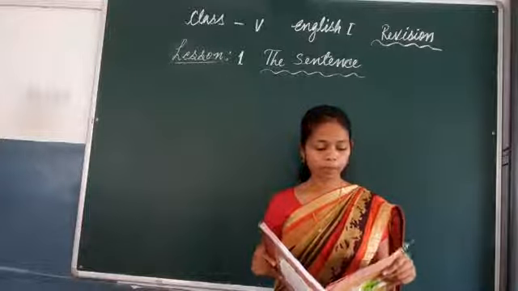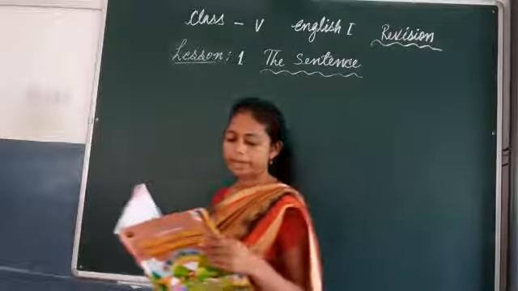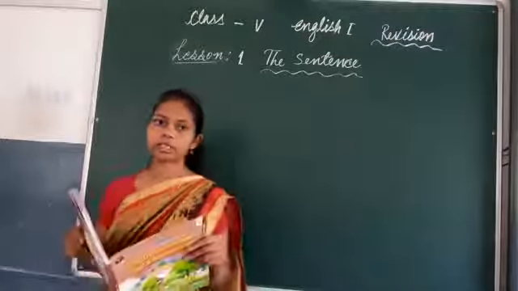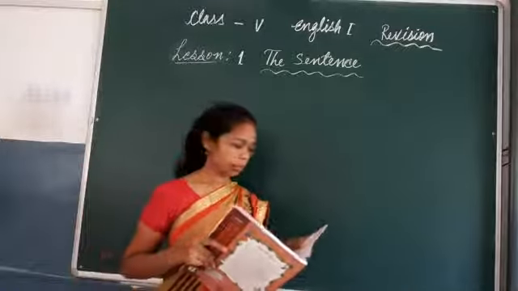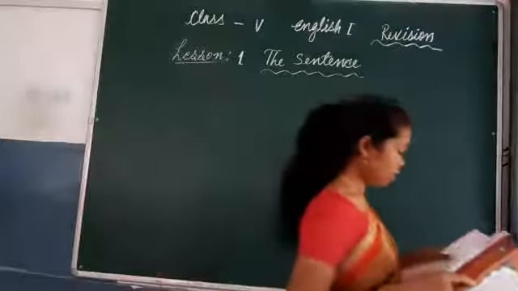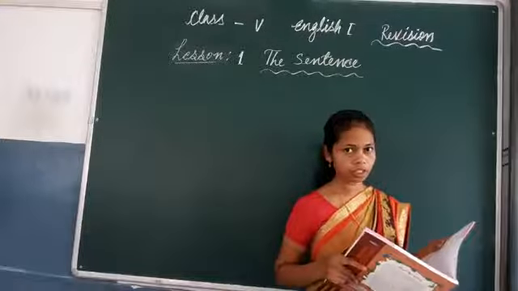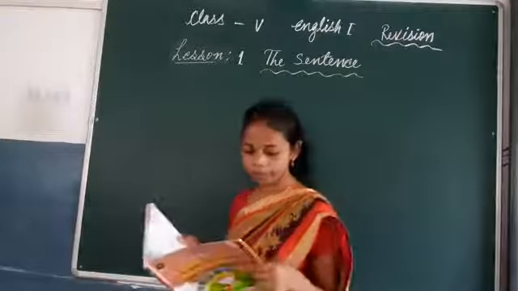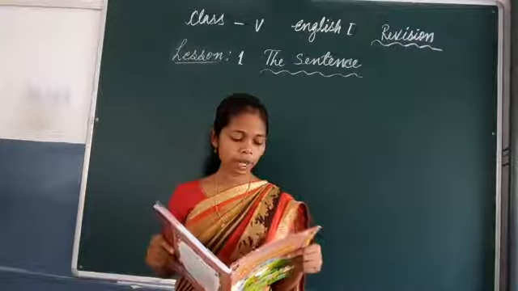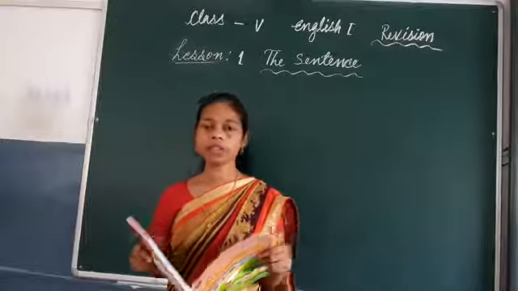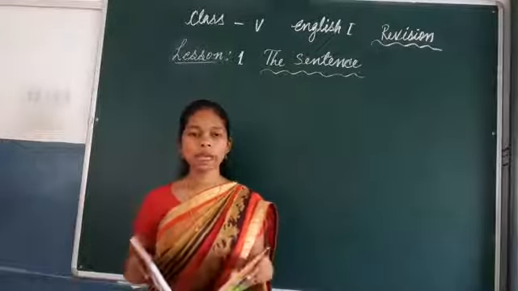So put a tick mark. Number 4, it is a holiday today. This is also a sentence. So put a tick mark. Number 5, will you stop talking? This is also a sentence. Put a tick mark. Number 6, hooray, we have won the match. This also makes complete sense. So it is a sentence. Put a tick mark.